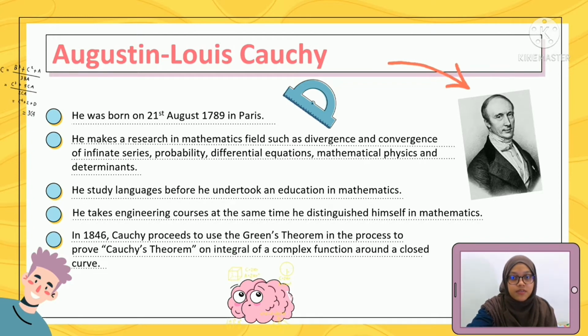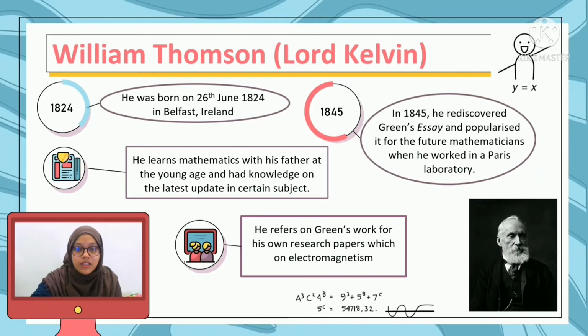His contribution to Green's theorem is that he used Green's theorem in the process of proving Cauchy's theorem on the integral of complex functions around a closed curve. The third person is William Thomson, also known as Lord Kelvin. He was born on 26 June 1824.